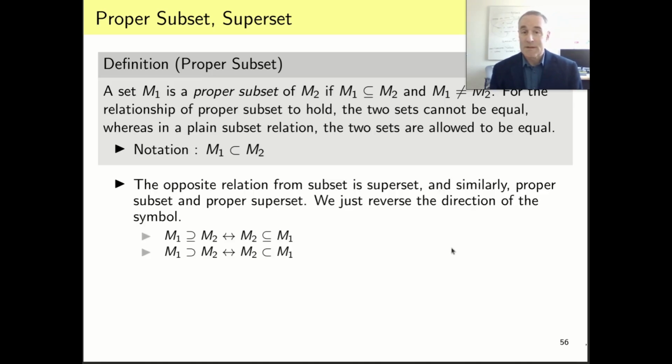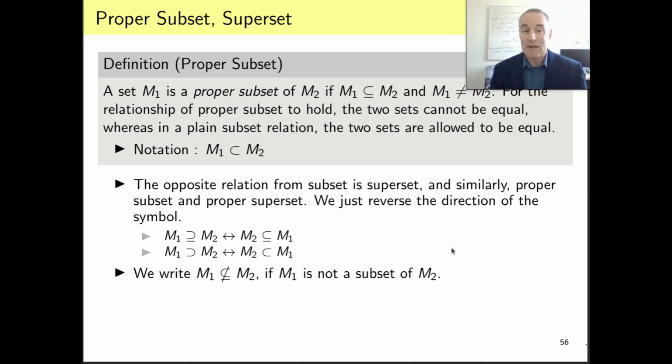The opposite relation from subset is superset, and so we just reverse the direction of the symbol to say that. M1 is a superset of M2 if M2 is a subset of M1. And here we're using this if and only if symbol, the bidirectional arrow. They're true going both directions. If M1 is a superset of M2, then M2 is a subset of M1. All right, and if we want to negate that relationship, we just draw a line through it.